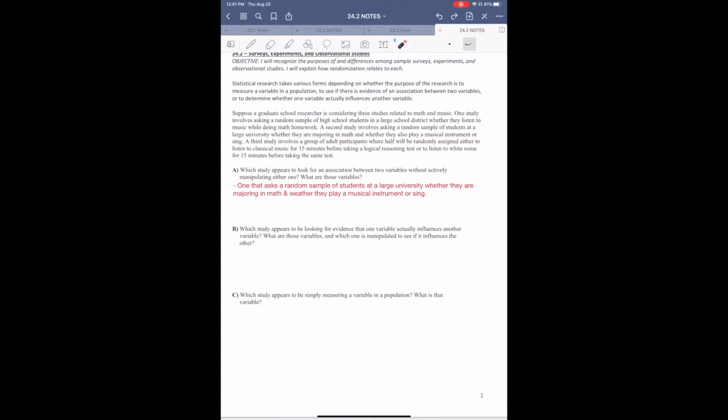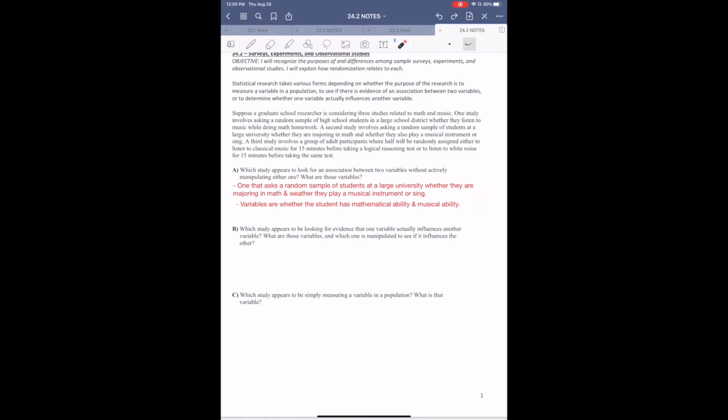We are not trying to prove anything in terms of this study. So the variables are whether the student has mathematical ability and musical ability. Okay, study B says which study appears to be looking for evidence that one variable actually influences another variable. What are those variables and which one is manipulated to see if it influences the other? Okay, now we already did study 2. Study 2 just looks for an association.